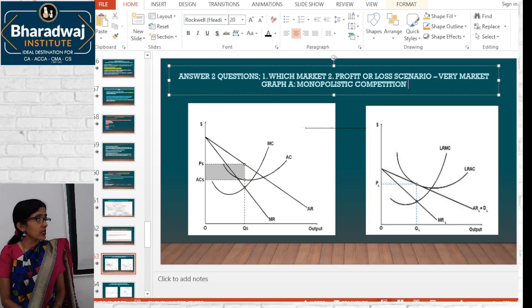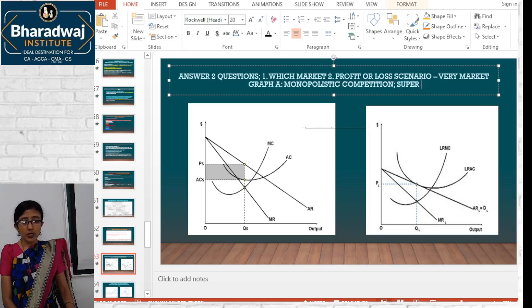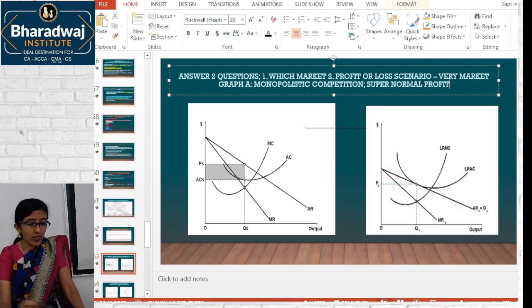Did you identify whether it is supernormal profit or normal profit or loss? Supernormal profit? The answer is supernormal profit. Why is it? Because when AR, look at AR, point AR, and look at AC. So AR is greater than AC, is supernormal profit. Look at your AR curve. This is the point. You think my cursor is visible? This is the AR point.